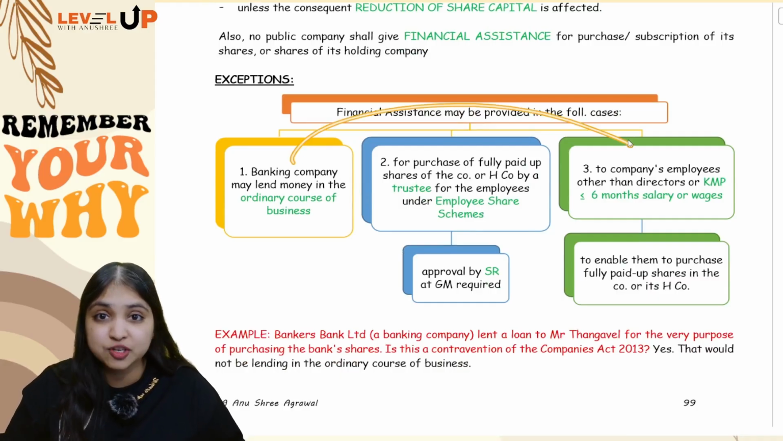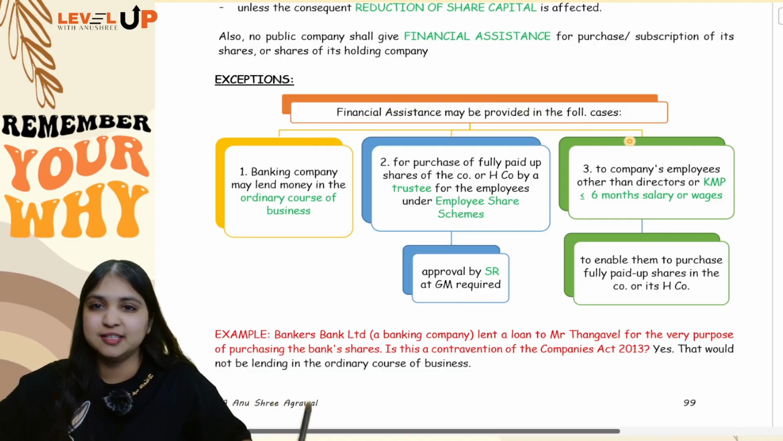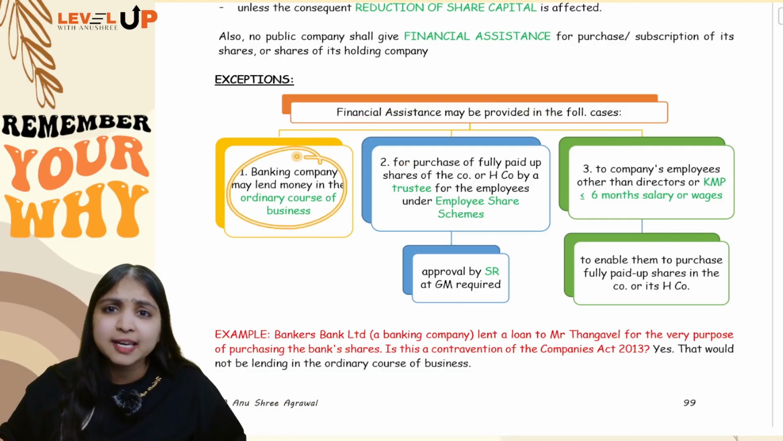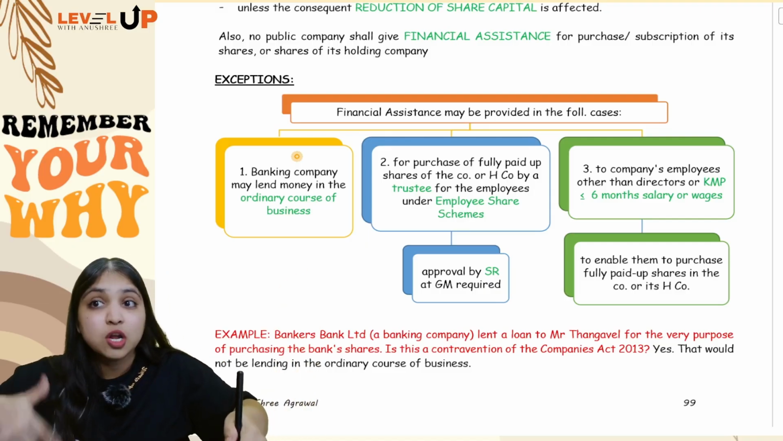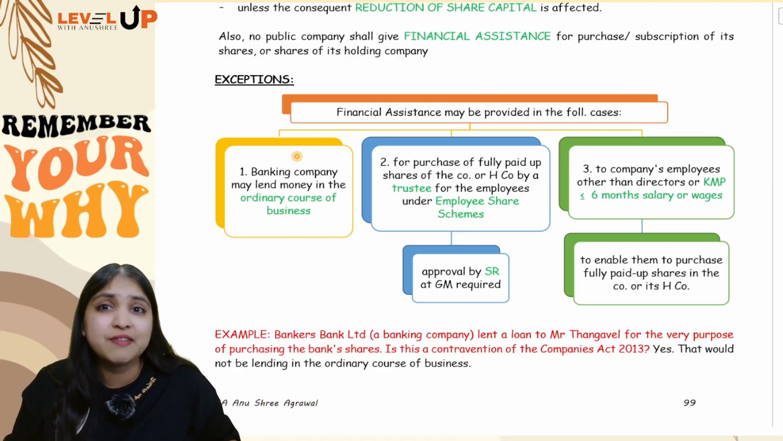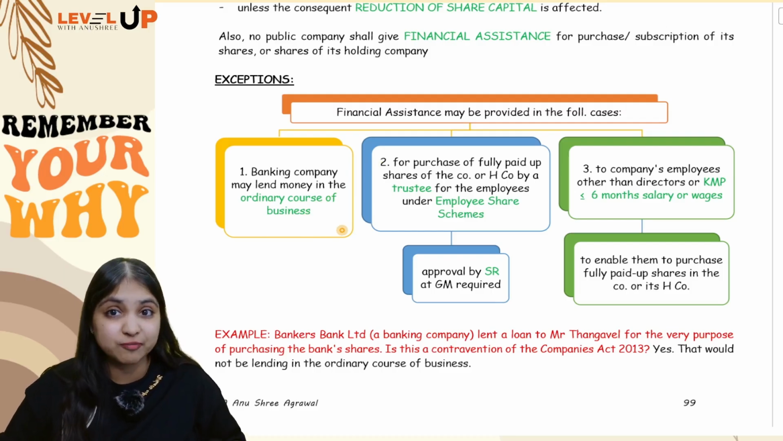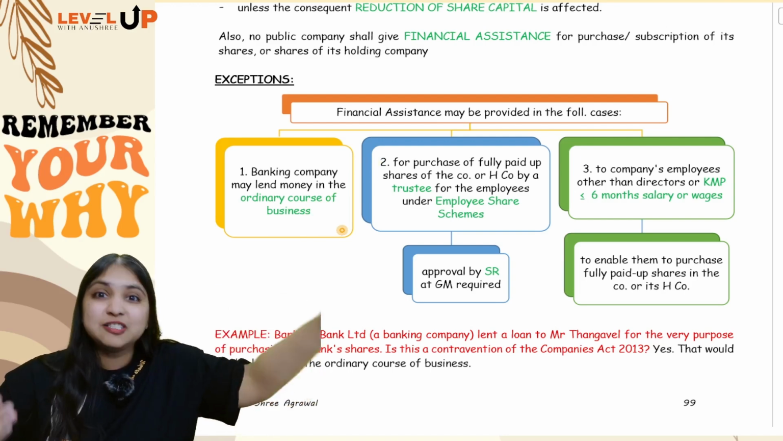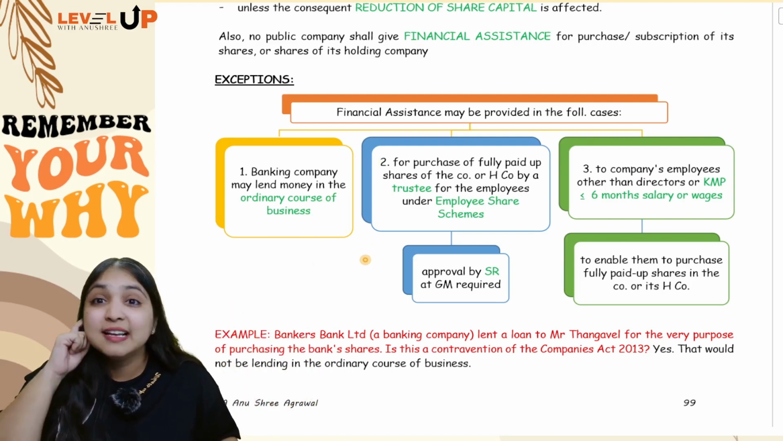But there are 3 exceptional cases. In these 3 exceptional cases, even public company can give financial assistance. What are the 3 cases? Number 1, banking company can give a loan in ordinary course of business. Now even if the borrower uses that loan to buy the same banking company's shares, then it will not be considered as a violation. It is allowed because the banking company has lent loan in the ordinary course of business. But if the banking company lends loan for the purpose of purchase of its shares, that will not be ordinary course of business. That is not allowed.